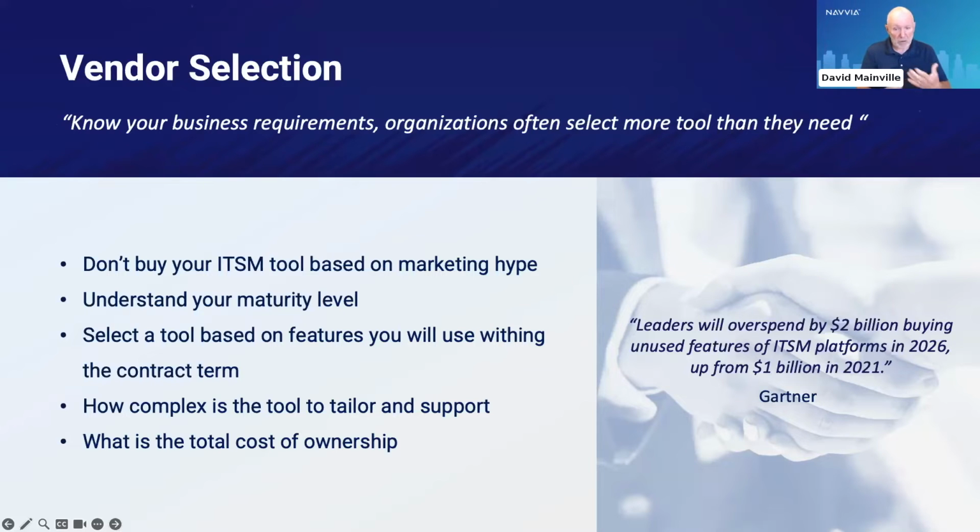So if you go out and get a product, and you're going to have a 3 or 5 year term for the software license, make sure you're going to be using the features that you're contracted for within the term, or else you're leaving a whole bunch of money on the table.